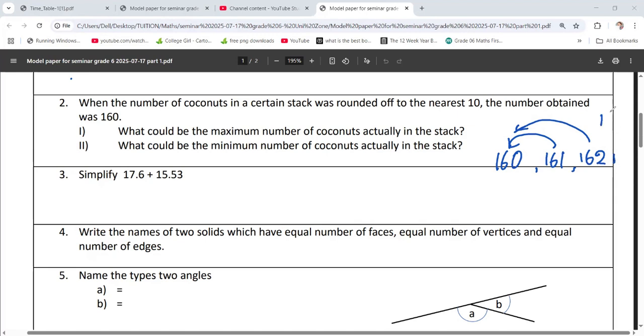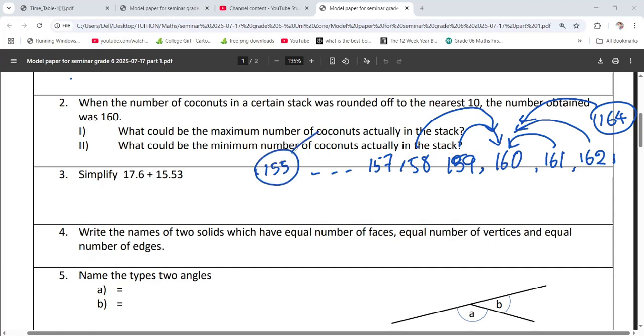164, you will get 160 when you round off. If it is 159, then also it will round off to 160, 158 will also come to 160, 157. Just like that, down to 155, you get 160 when you round off. Therefore, if it is 154, it will go to 150 when it is rounded off, right?